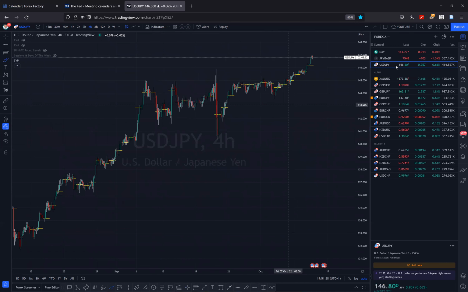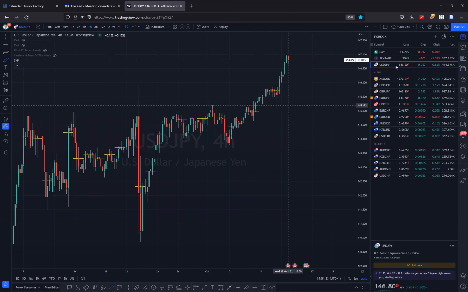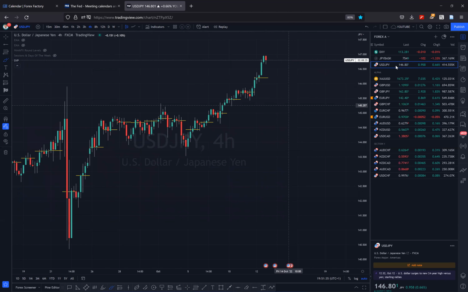So USDJPY is not something you should be looking at when you are trying to look at the strength and weakness of the dollar. I might do a lesson later, but if you've been through any of my lessons, you would understand why USDJPY should not be used to decide the strength and weakness of the dollar. So let's have a look at gold.